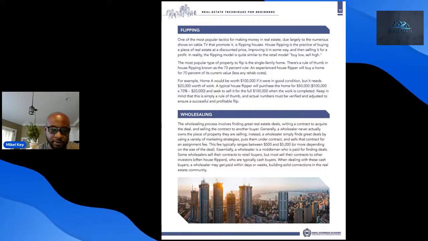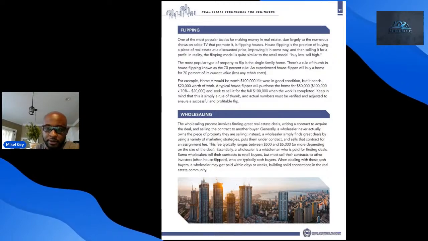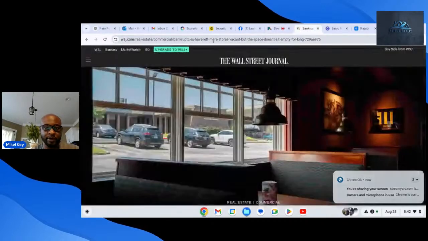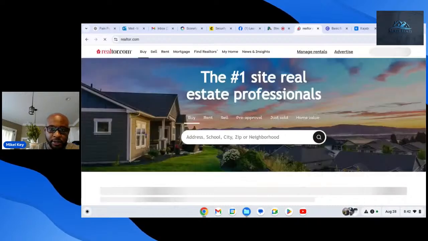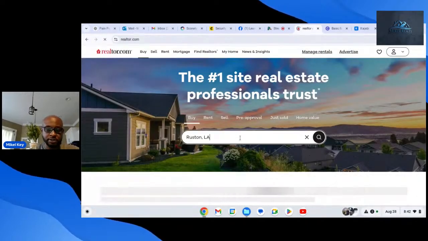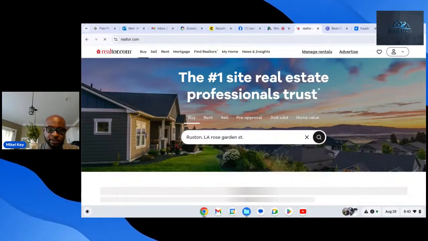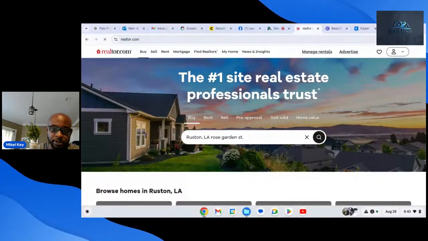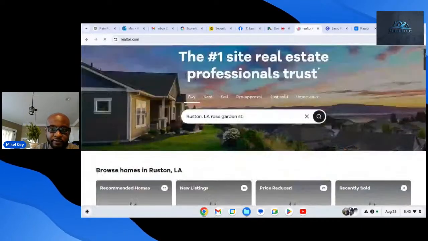Let me back out a little bit and check something right quick. I'm going to share my screen with you. What we're going to do is play around with the after repair value right quick. So let's go to realtor.com. I'm going to take Ruston, Louisiana, and let's go to Rose Garden Street, the street that I live on. What I want to do is look for some properties that have recently sold.